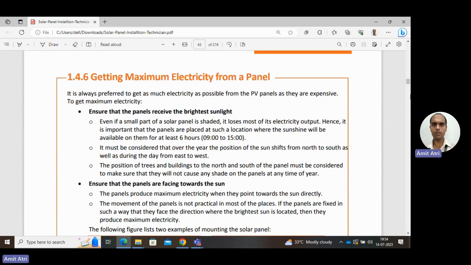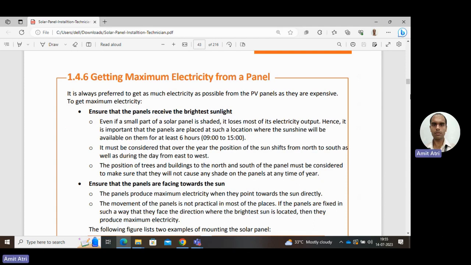Okay, next topic is getting maximum electricity from a panel. To get maximum efficiency, first of all, we must ensure that the panel receives the brightest sunlight. Even if a small part of a solar panel is shaded, it loses most of its electricity output. Hence, it is important that the panels are placed at such a location where sunshine will be available on them for at least 6 hours.